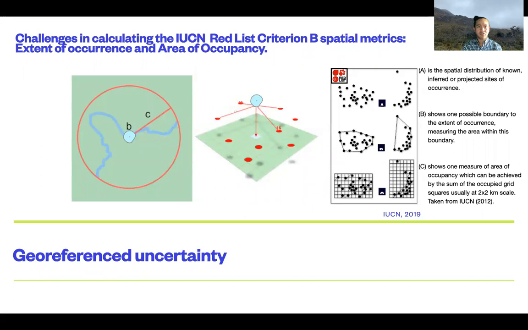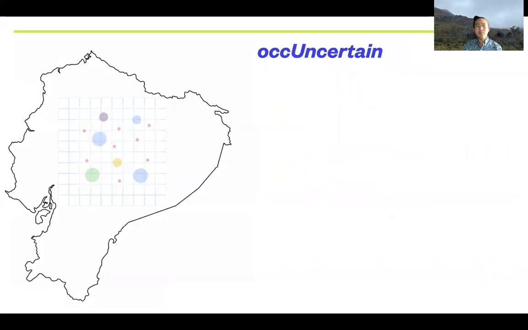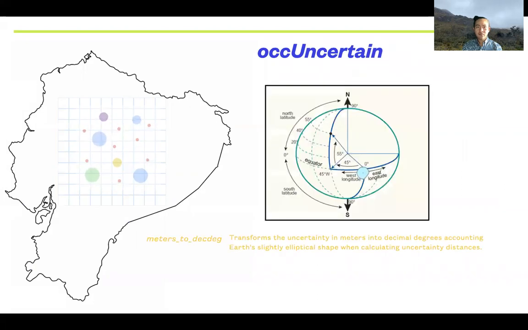Hence, we developed occUncertain, an R-based package that contains 3 functions to recreate a species' occurrence points information with associated uncertainty, to contain all possible occurrences, and to identify the discrepancies between georeference data and the uncertainty intended to express. The first function contains 2 equations that transform the meters of uncertainty into decimal degrees from given decimal latitude and longitude, accounting for the Earth's slightly ellipsoidal shape.